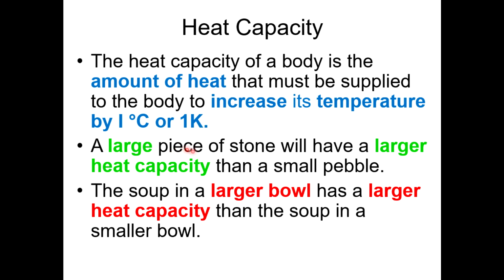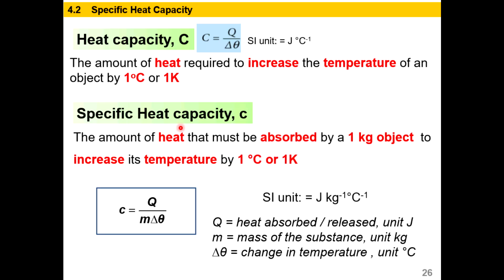Okay, a large piece of stone will have larger heat capacity than a small pebble. Batu besar ada heat capacity yang lebih besar berbanding batu kecil. And the soup in the larger bowl, as we discussed just now, has larger heat capacity than the soup in the smaller bowl. Okay, we move on to specific heat capacity. We use small c as the symbol. Specific heat capacity is the amount of heat that must be absorbed by 1 kilogram of an object to increase the temperature by 1 degree Celsius or 1 Kelvin.